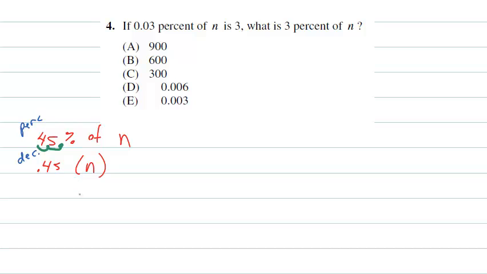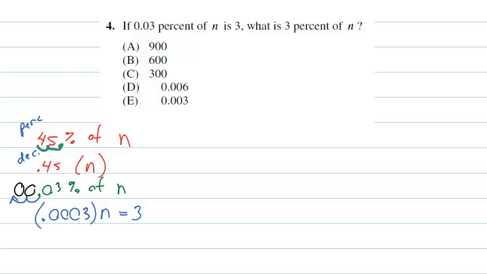So similarly, if I'm doing 0.03% of n, when I take it from the percentage form to the decimal, I need to take that decimal and move it 2 spaces to the left. So I need to go 1, 2 to the left. So that's actually 0.0003 times n. And that 0.03% of n is equal to 3.